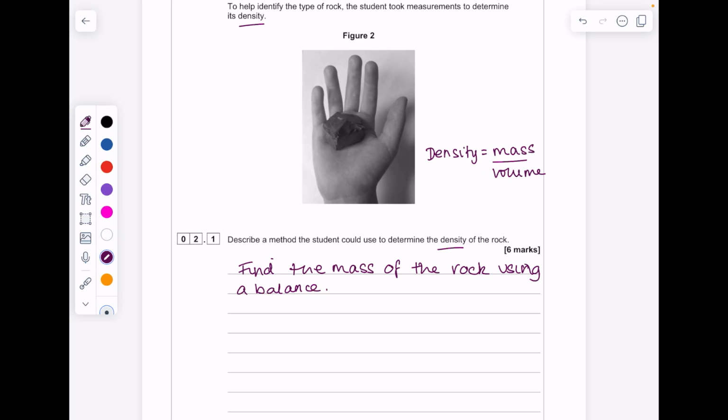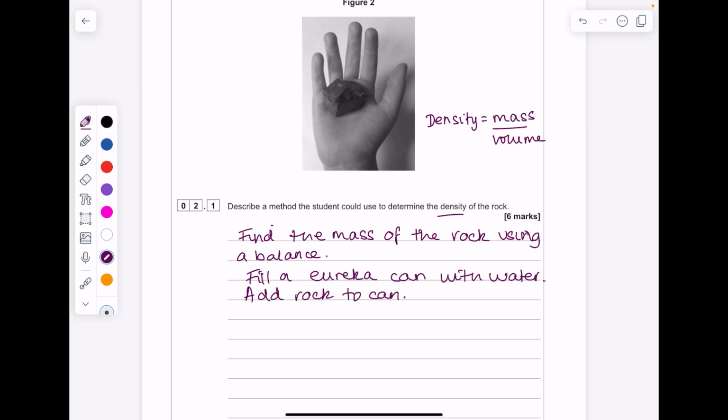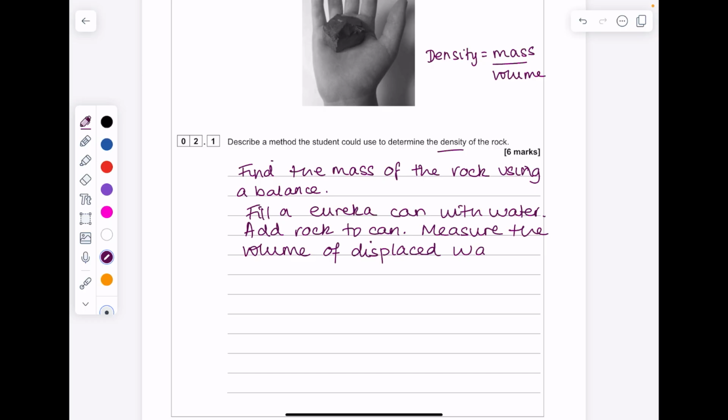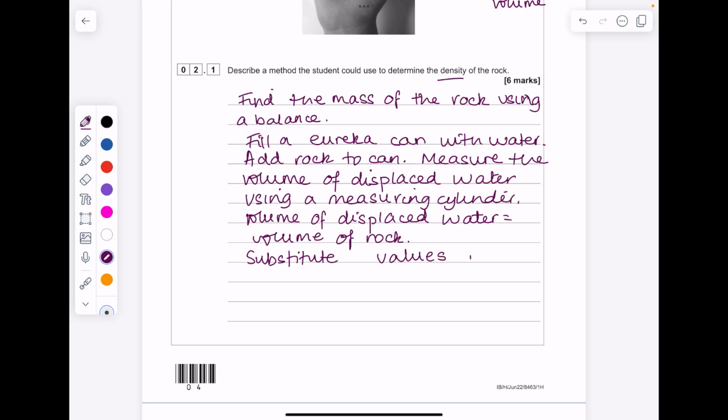Now, in order to find the volume of the rock, obviously it's an irregular shaped object, so we can't just times its length by its width by its height. I'm going to place it in a Eureka can and measure the volume of displaced water. So we're going to measure the volume of displaced water using a measuring cylinder. Always mention appropriate apparatus. So clearly we are inferring that the volume of displaced water is the same as the volume of the rock. And then substitute values into the equation. Don't forget to state the equation. Density equals mass over volume.